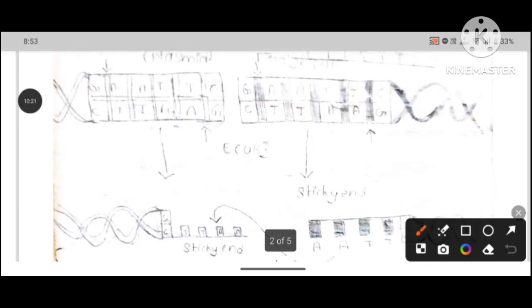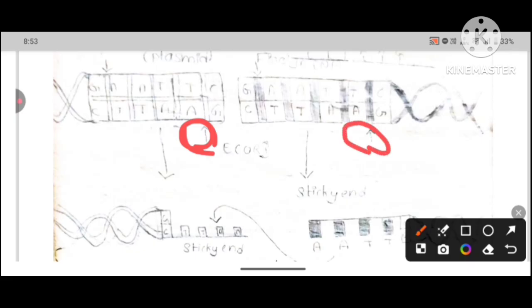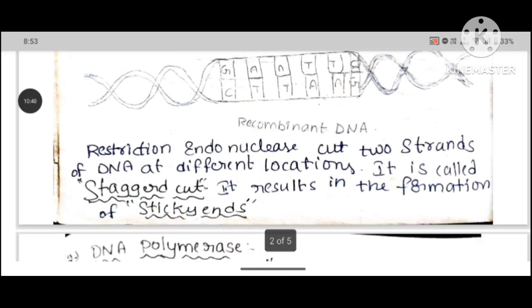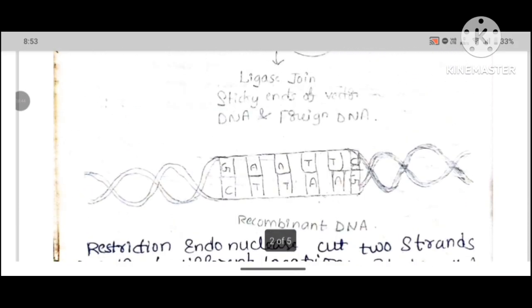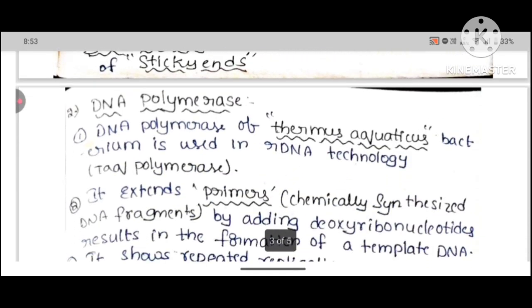So here the cutting happens in the case of the vector DNA, which is a plasmid, and the foreign DNA, giving sticky ends like this, where you can understand the cut happens at two different locations. This leads to successful ligation and the formation of rDNA like this. So this is all about the restriction endonuclease mode of action.